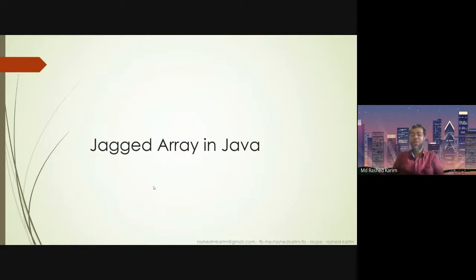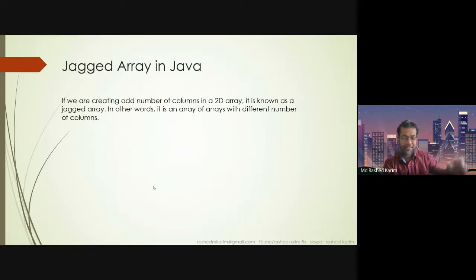Then the jagged array is the new one. You cannot do it in C programming. The jagged array, jig-jag, is called a jagged array. What is that? If we are creating an odd number of columns in a 2D array, it is known as a jagged array. Odd numbers means it's not evenly distributed. Like for the two-dimensional array, at the first index 0, I will have a size 2 array. For the second index, array 1, you will have another array, maybe size 3. For index number 2, you will have another array, maybe size 5. That means the size of the inside arrays will vary. It's called a jagged array.